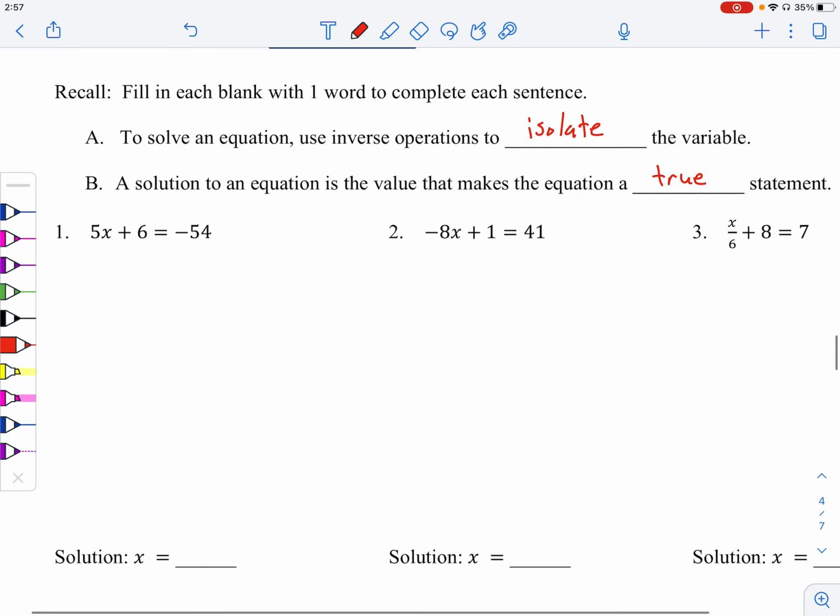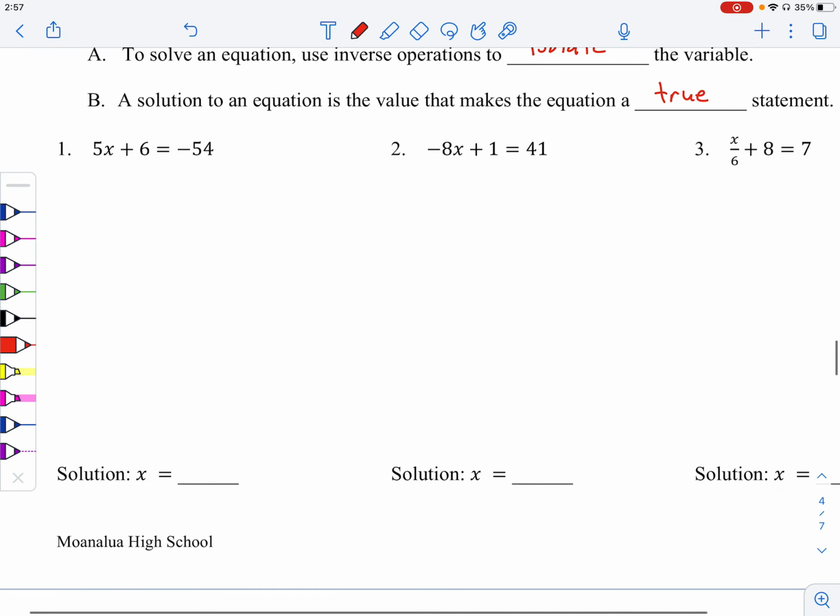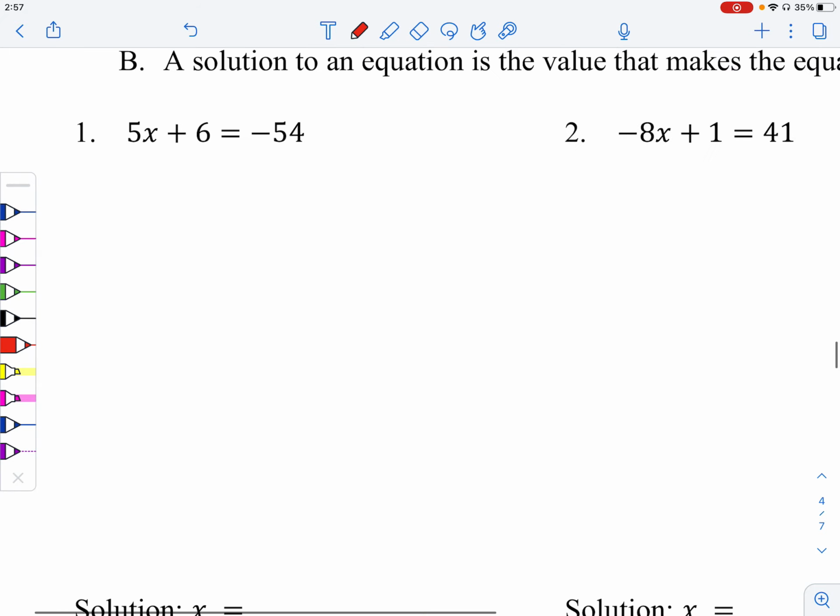Okay, so number 1, let's look at this one. So we get 5x plus 6. And then we can draw a line in the middle. Just so you know, left and right, we have to do it to both sides. All right, we want to get rid of our friends, right? So we get 5x plus 6. We want to get rid of this positive 6, so we have to subtract 6 from both sides.